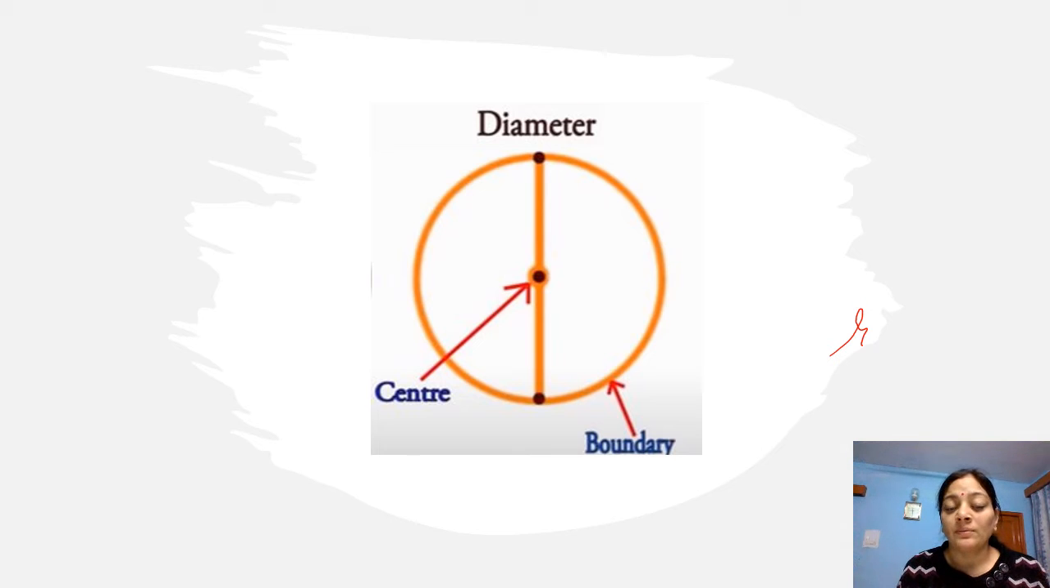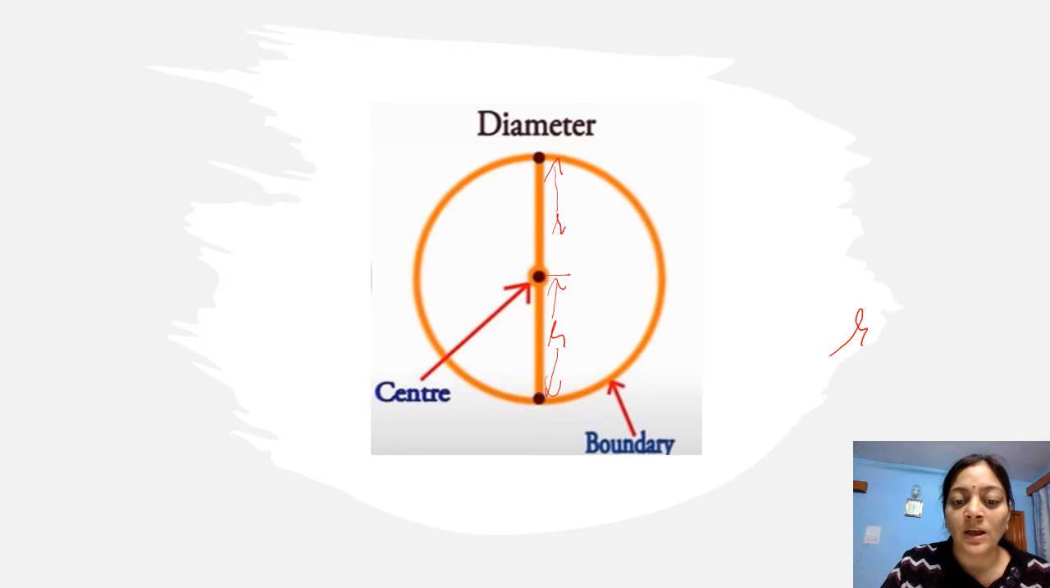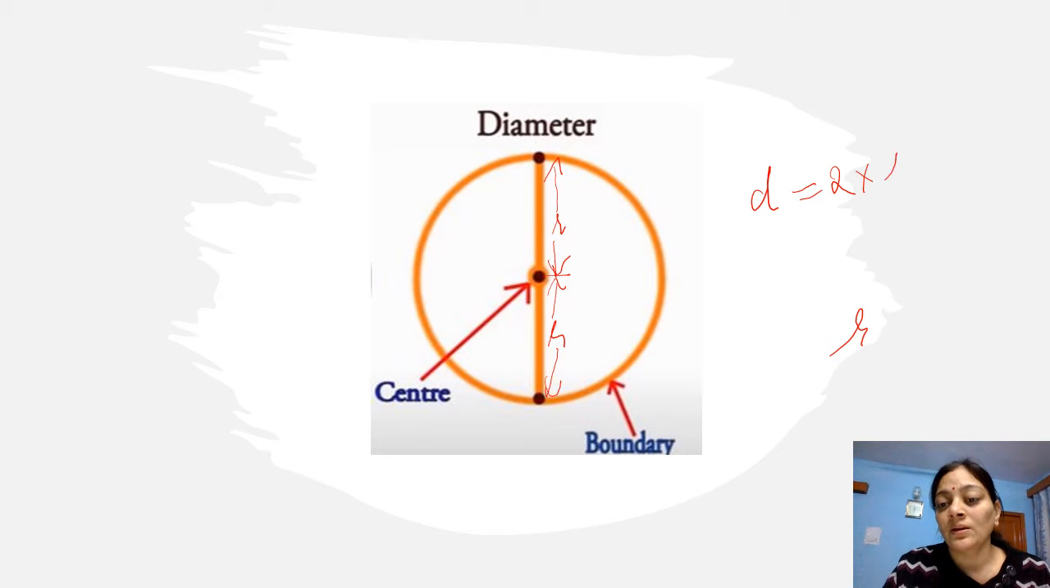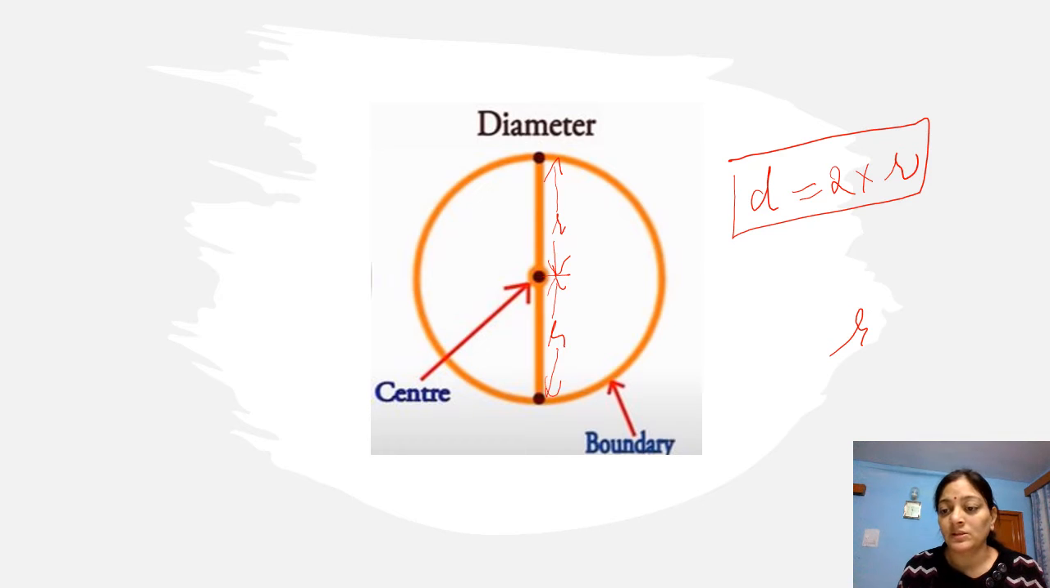And next is diameter. Diameter comes from the word diametros. Dia means across or through, metron means measure. Diameter is the line segment passing through the center of the circle, joining two points on the boundary of the circle. So in this figure you can see that the diameter is made up of two radii. So from here we can say that the diameter, which is denoted by small d, is 2 times the radius, which is a very important relationship between the diameter and the radius of the circle.